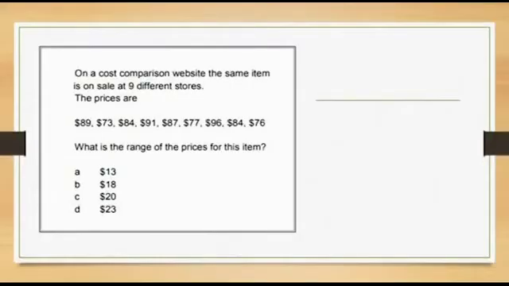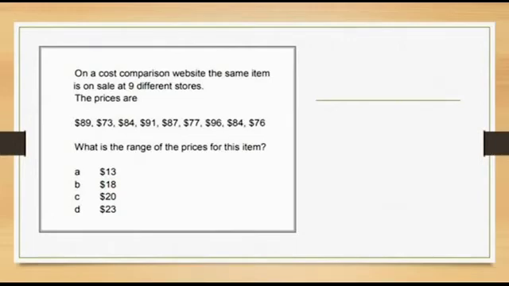So you go online and you see that there are 9 different vendors that are selling the item that you want. And you pretty much want to tell her the lowest and the highest, the range in which the item is being sold at. So this is what it would look like. The prices you have are $89, $73, $84, $91, $87, $77, $96, $84, and $76. You're asked, what is the range of prices for this item?